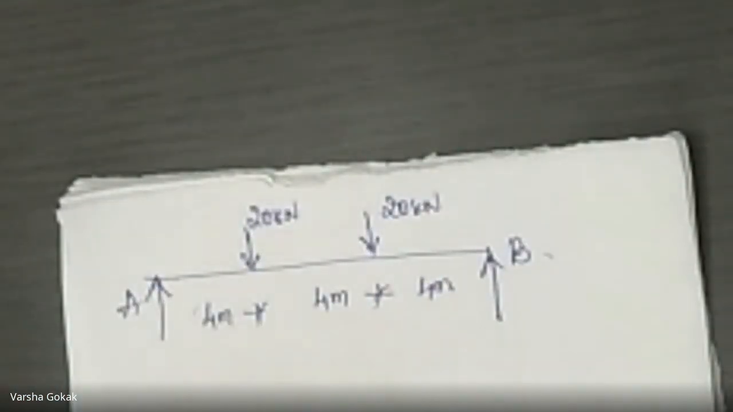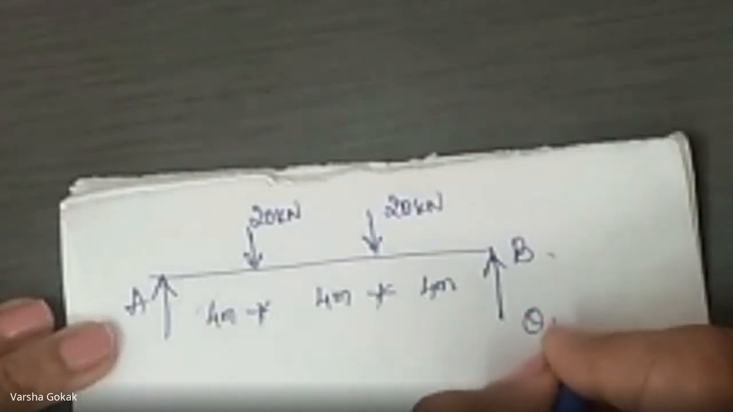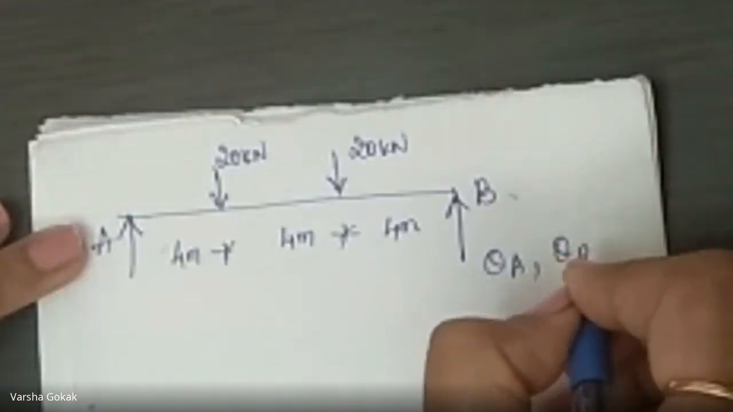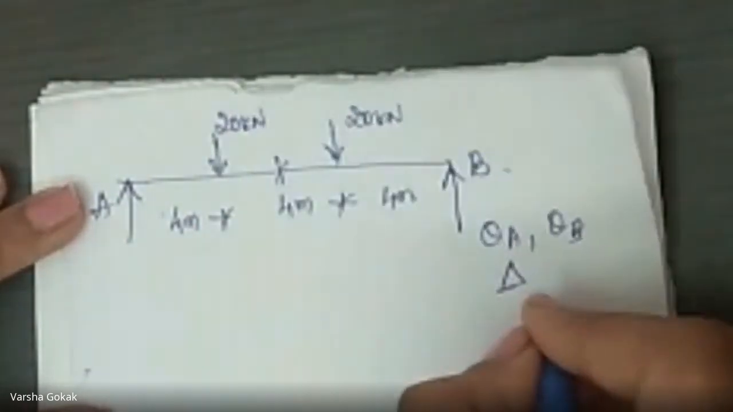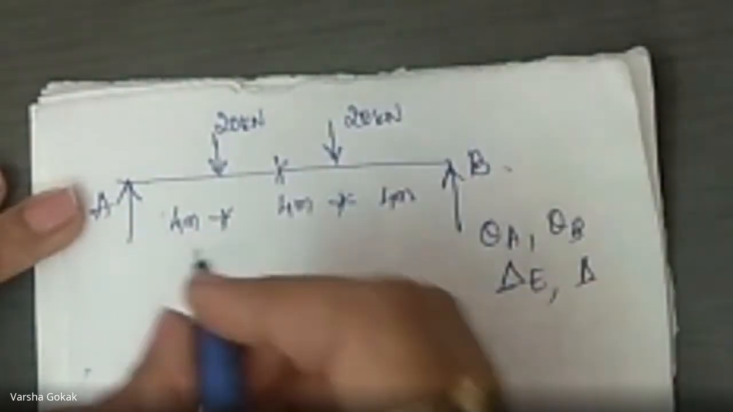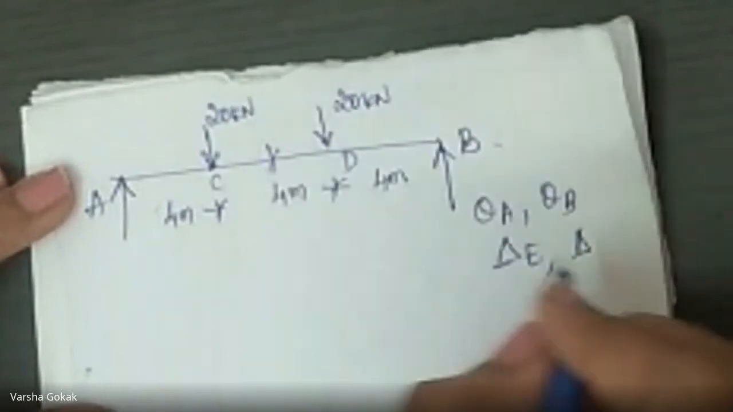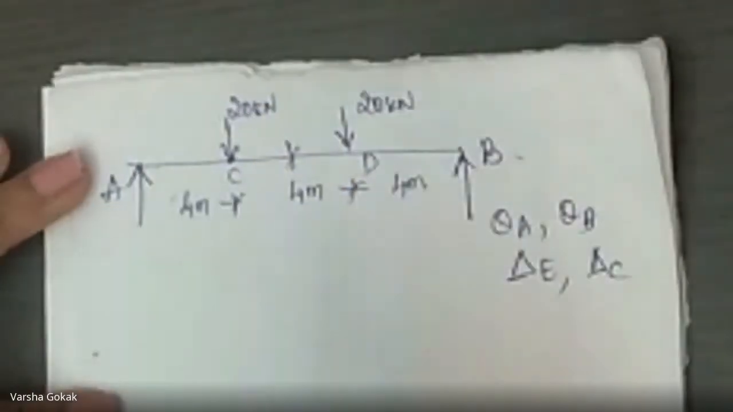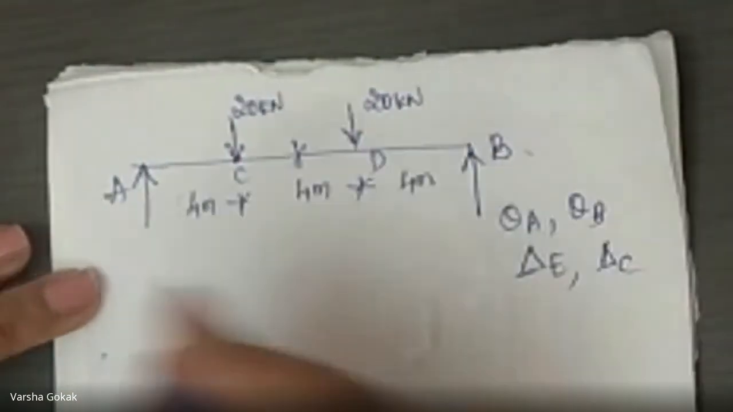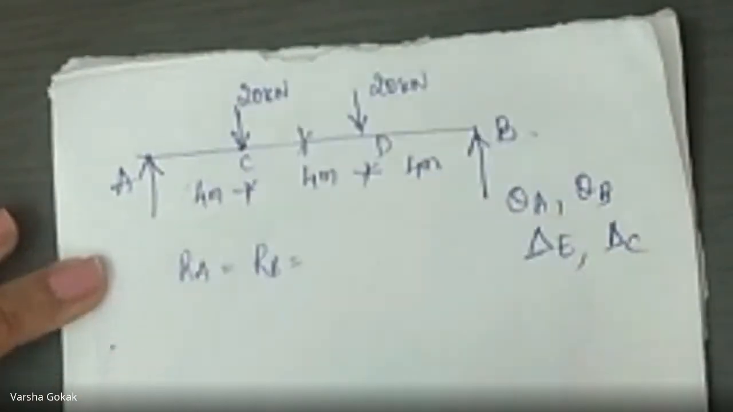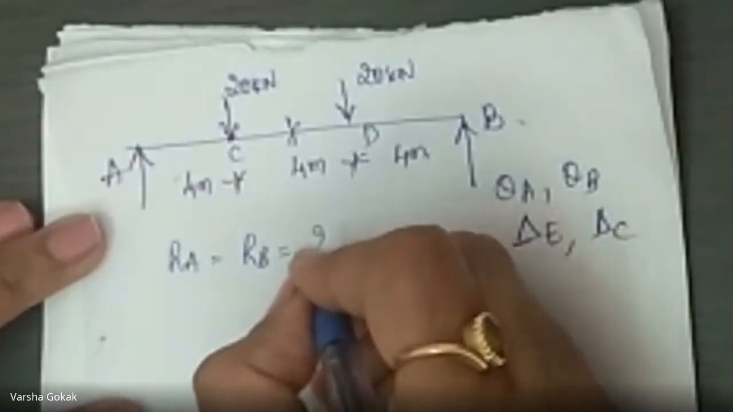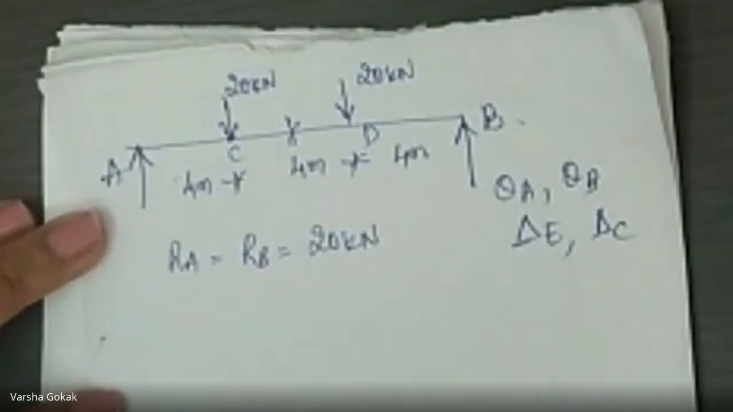Clear? So we have to find the slope theta A and we have to find theta B, that is slope at these 2 points. And we want delta at midspan, that is E, and delta at, say this is C and D, so delta at C, same as the derivation. So first I need to find the reactions. So what is the value of reaction? RA and RB are going to be same. And what is the value? It is same as this load, that is 20 kilonewtons.